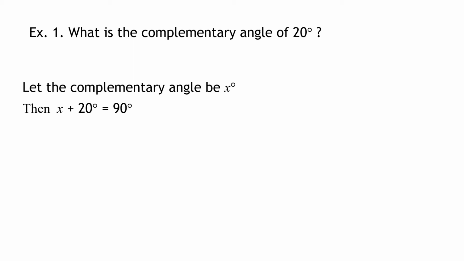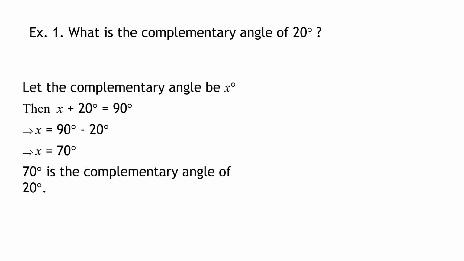And on rearranging, you will get the answer. So x is equal to 90 minus 20. So what is 90 minus 20? 90 minus 20 is 70 degrees. So we have x equal to 70 degrees. So you can now understand 70 degrees is the complementary of 20 degrees.